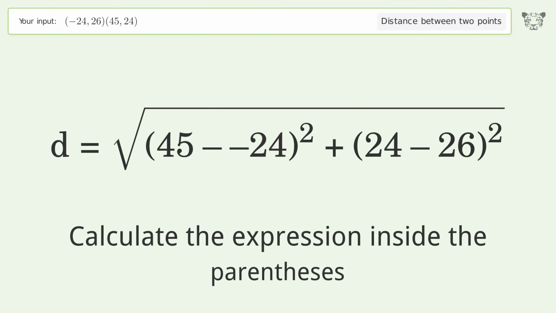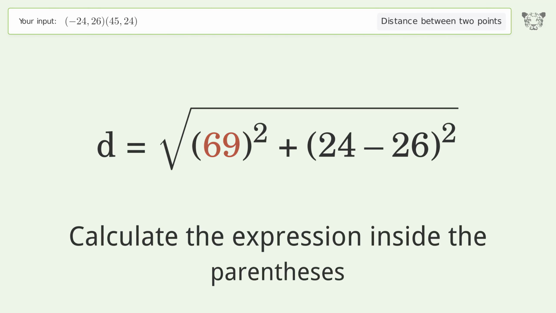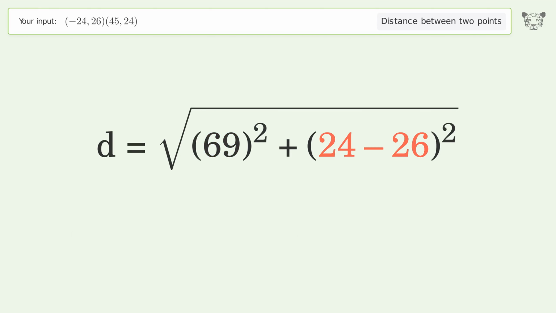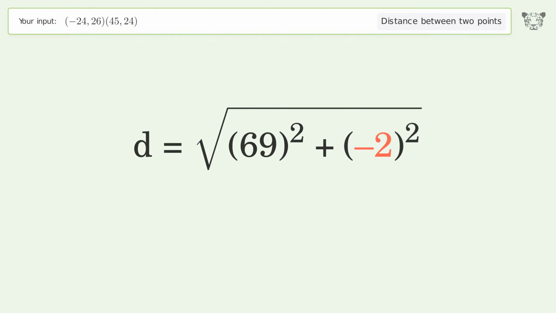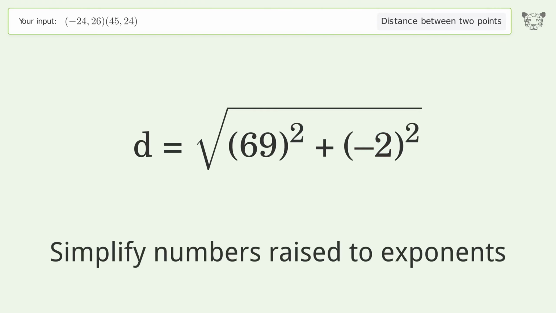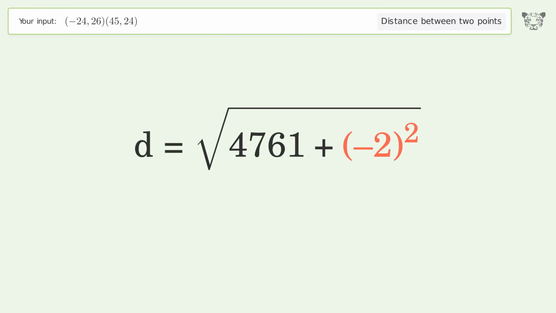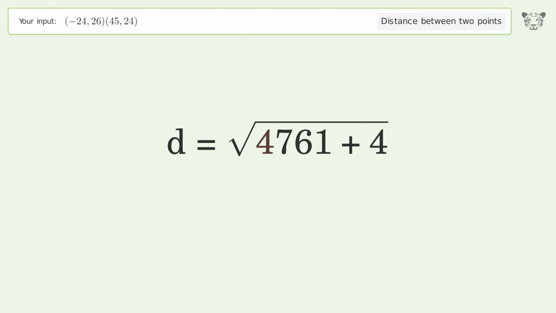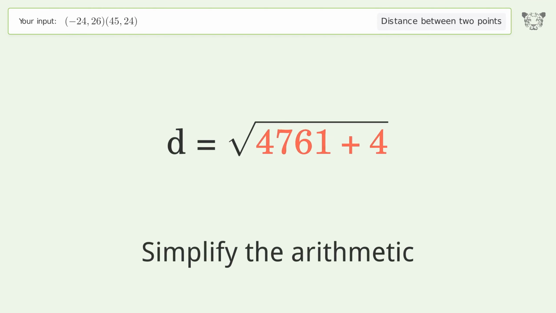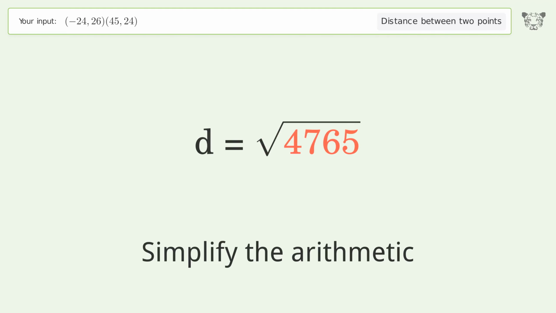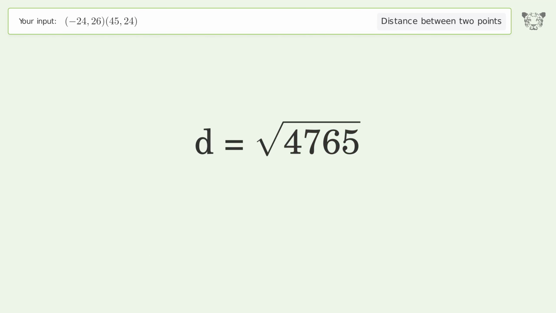Calculate the expression inside the parentheses. Simplify numbers raised to exponents. Simplify the arithmetic. And so the distance between the 2 points is the square root of 4,765 or 69.029.